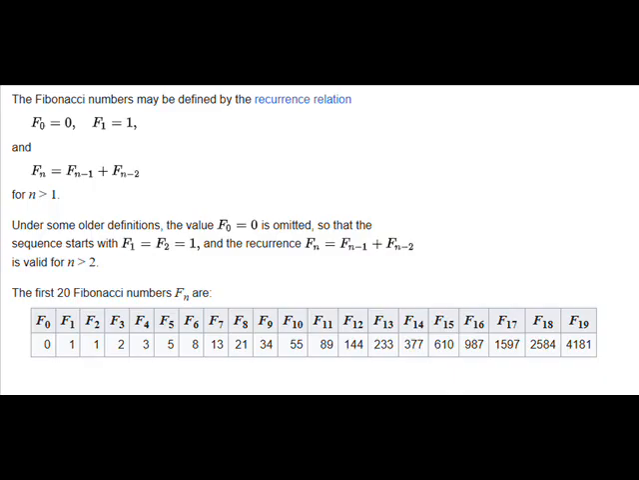We assume that f0 equals 0 and f1 equals 1. For numbers bigger than 2, one uses fn equals fn minus 1 plus fn minus 2. The first Fibonacci numbers are 0, 1, 1 again, 2, 3, 5, 8, 13, 21, and so on. So let's take a look at this new method.